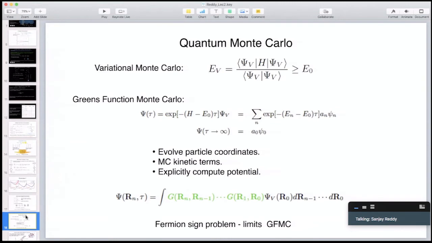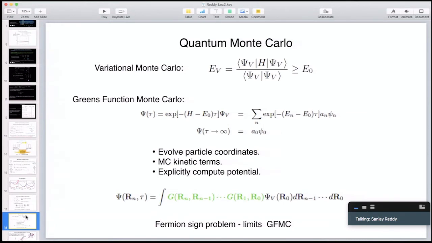And you guess the wave function, and when you do that, it's called variational Monte Carlo. So that's a little bit of an art in the sense that you need to have a wave function, and you need to parameterize the wave function in terms of some parameters whose values you change to minimize the energy.